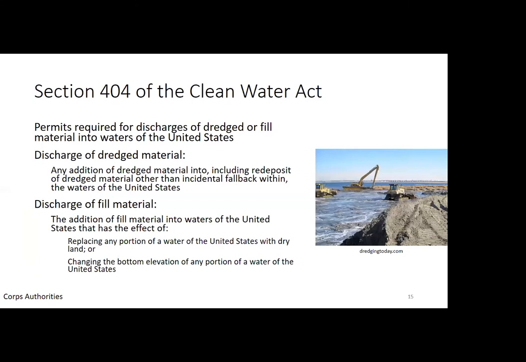On the other hand, a discharge of fill material is an addition of fill material into jurisdictional waters and wetlands that has the effect of either replacing any portion of that water with dry land, in other words, filling a wetland to make it higher so that someone can build a house on it, or changing the bottom elevation of any portion of waters in the United States. And in terms of what might be regulated by the Corps for reservoir sediment management activities, that could be discharging sediment from a reservoir and having that sediment accumulate a little bit downstream, but it does raise that bottom elevation to a discernible degree. Next slide, please.